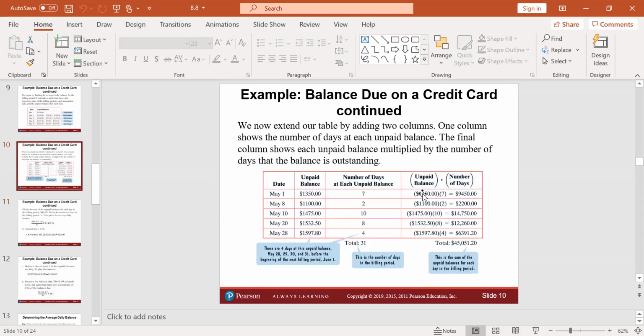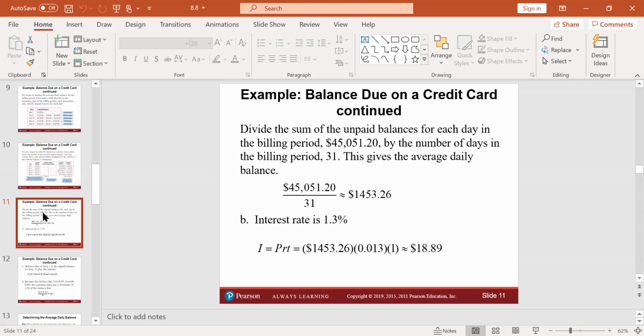The reason why we multiplied by 7 and 2 and 10 over here was because we were weighting this. We were saying 1350 for 7 days. If we do 1350 times 7, you're saying this is how much weight that 1350 balance held. We had an 1100 balance, but only for 2 days. So we only get to multiply the 1100 by 2. So its weight is much less felt. We add all that up. We end up on average with 1453.26.